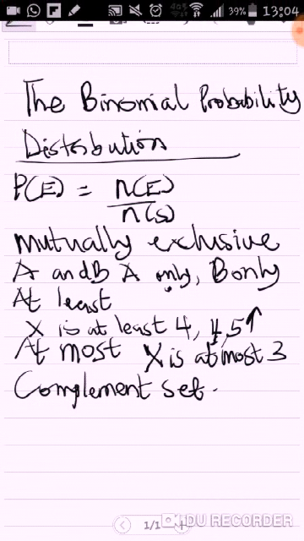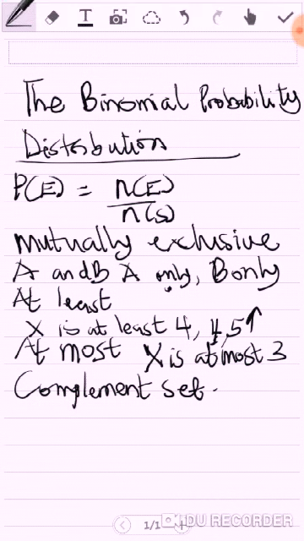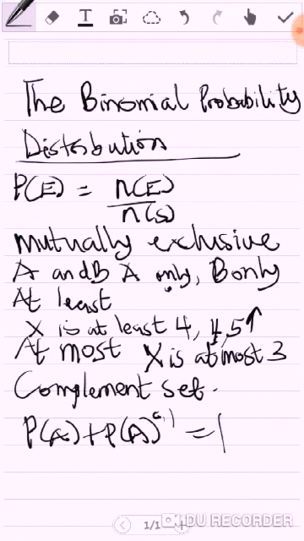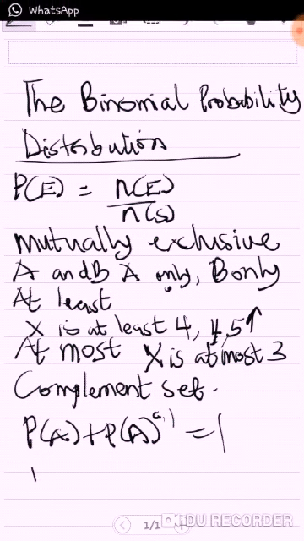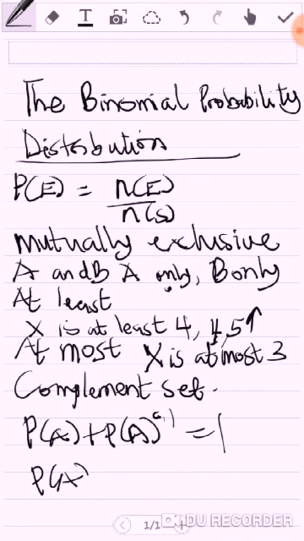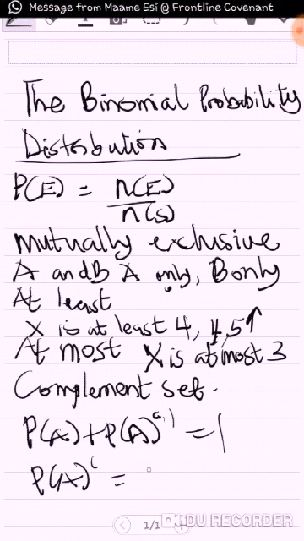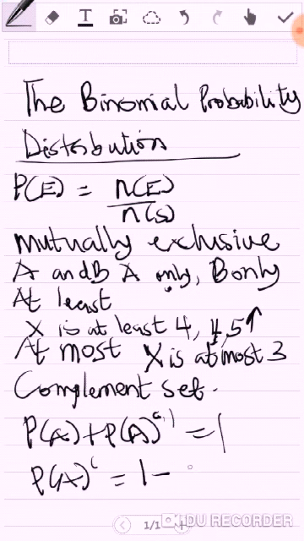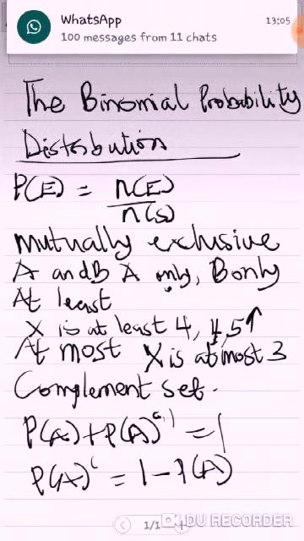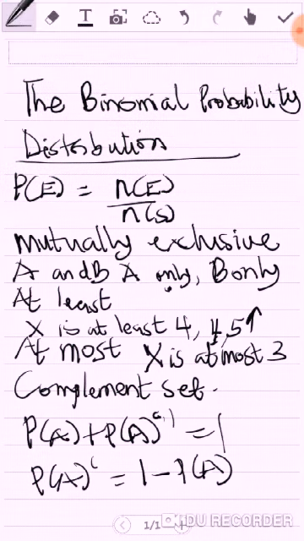Okay, let's go to the complement set. From our previous studies in our basic schools and other, we remember that P of A plus P of A complement, it can be A^c or A prime, is equal to 1. So if I want to find P of A complement, it is the same as 1 minus P of A, the probability of A. All right.